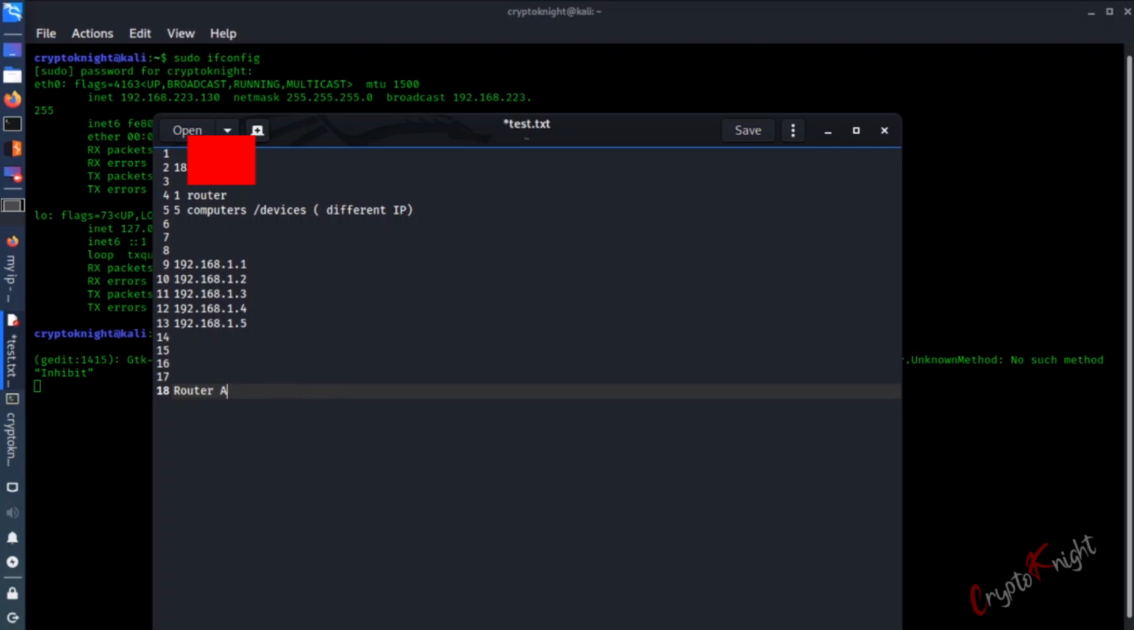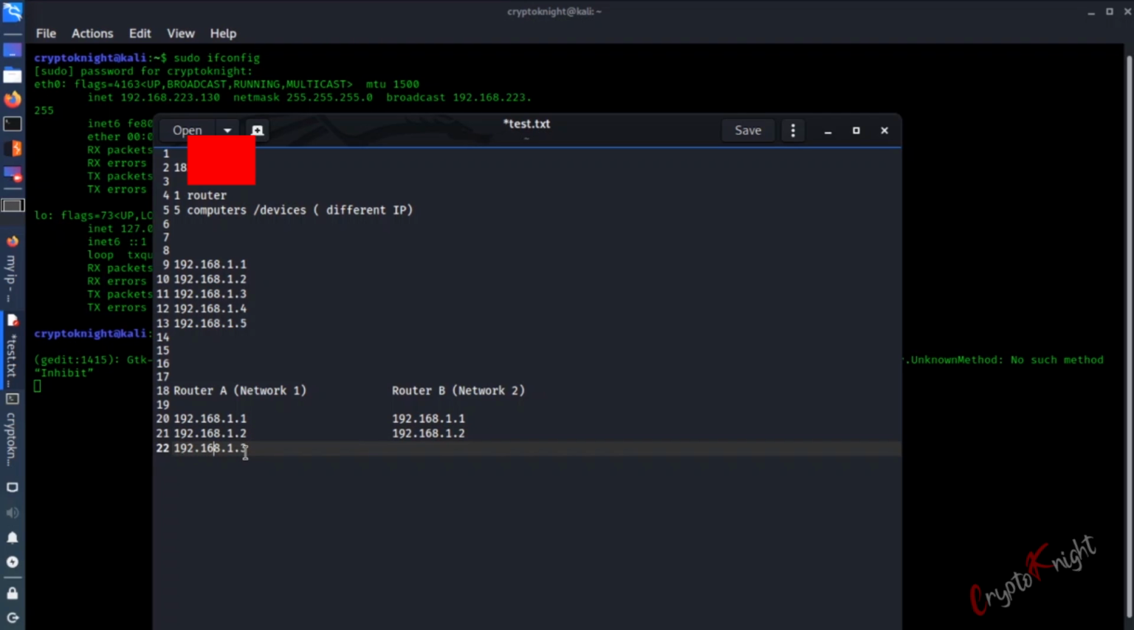Now to make it clearer, let's say there is router A of network 1 and router B in some other network 2. This has 3 systems and this router has 2 systems. Now you must be wondering, I said every IP address is unique and different, then how come these are the same? Like this is 192.168.1.1 and this is also the same exact IP address. The same thing goes with this one also.